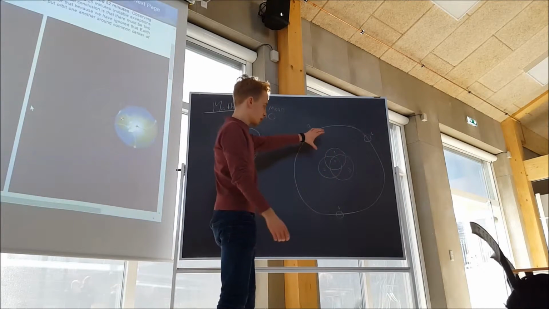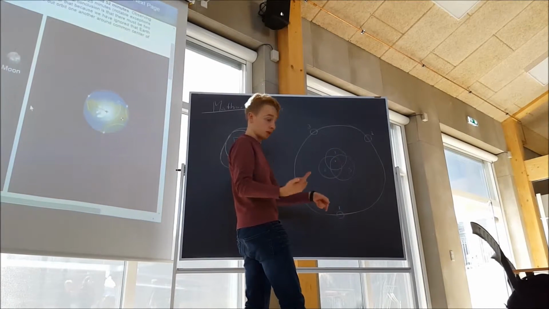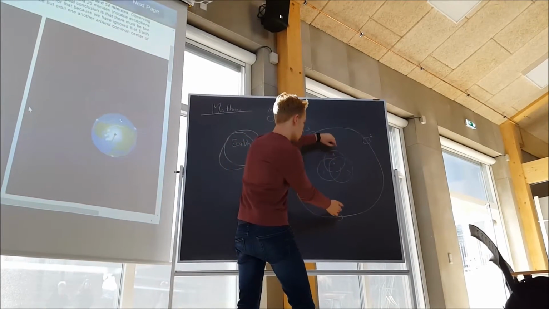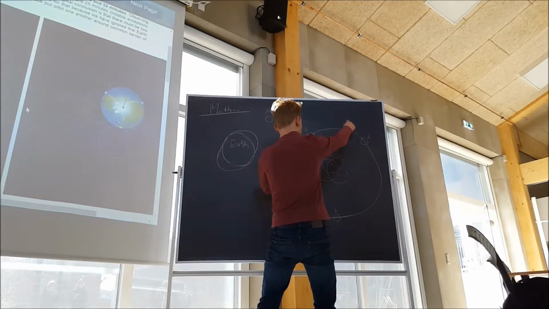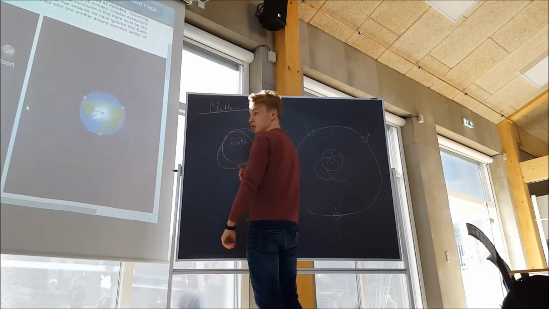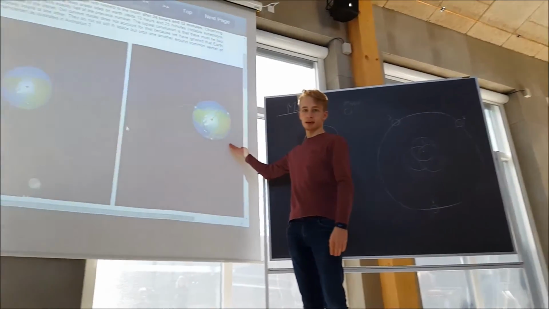This drawing shows the Earth and the moon's rotation around the center of gravity, where the first position is here, and then it goes around here and here, which is shown in this animation here.